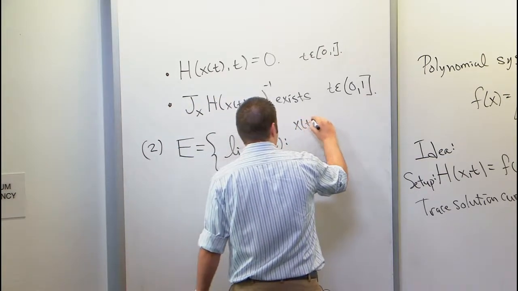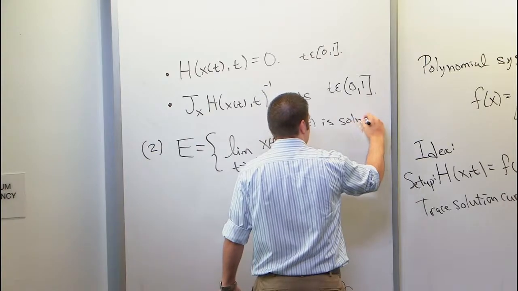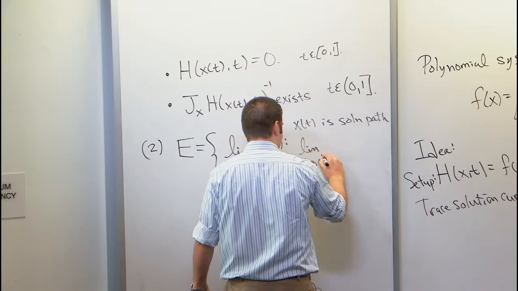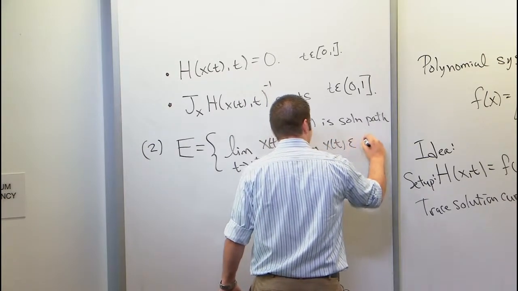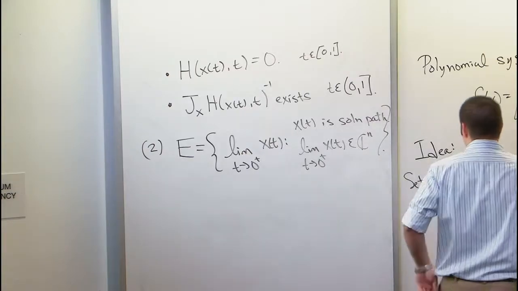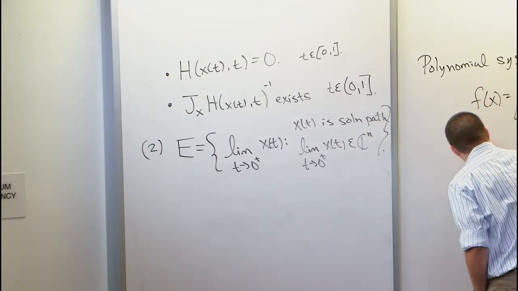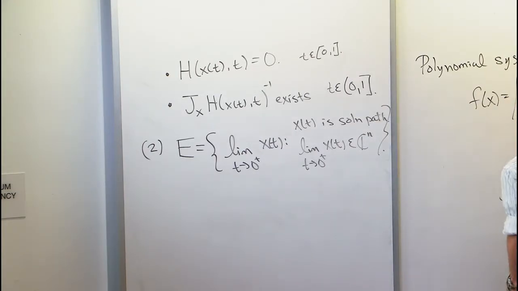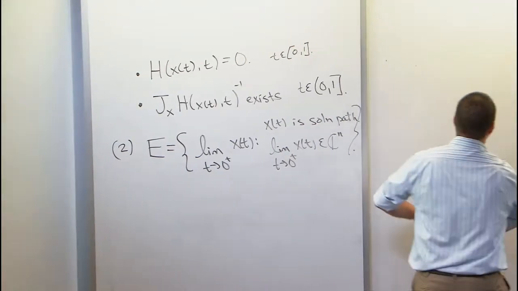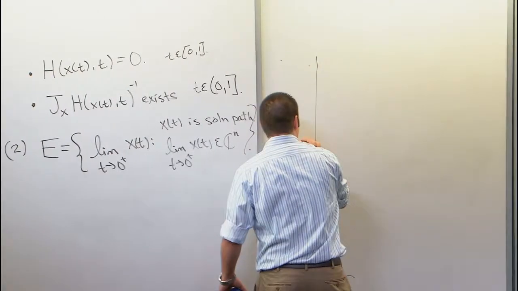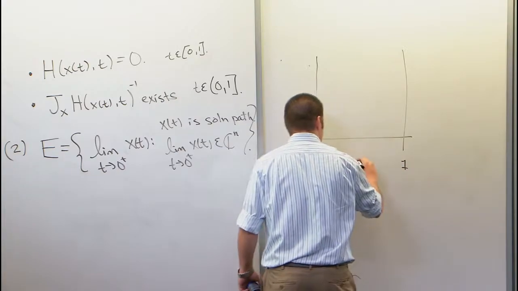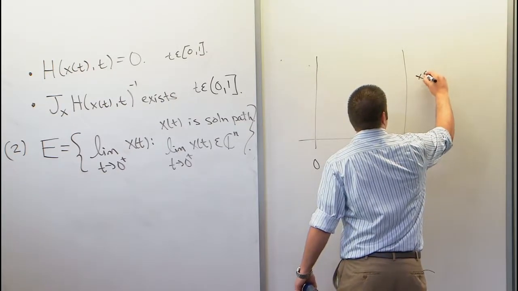Such that x sub t is a solution path, and the limit as t goes to 0 actually exists. Okay? So maybe it's helpful to draw a picture. This picture is morally correct, but not mathematically correct. So here's my t, and here's my x space.